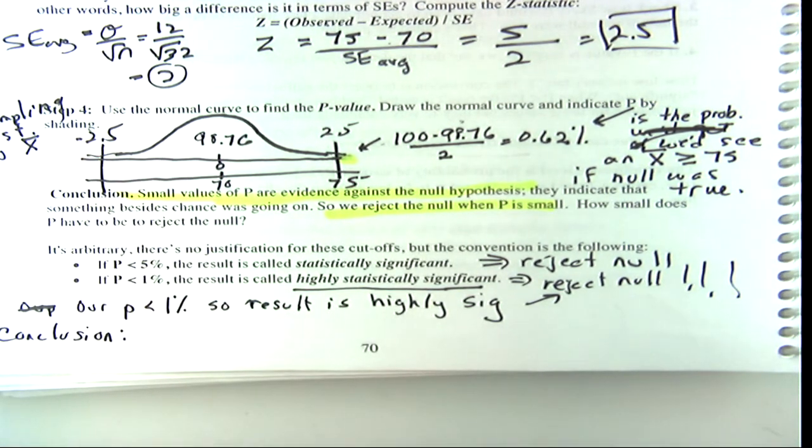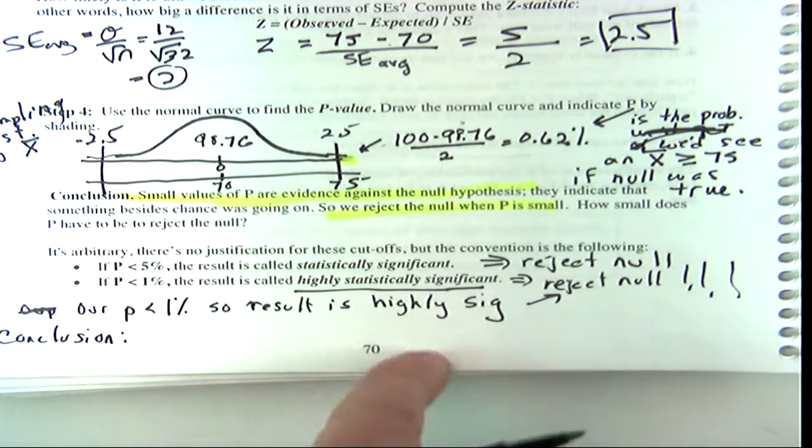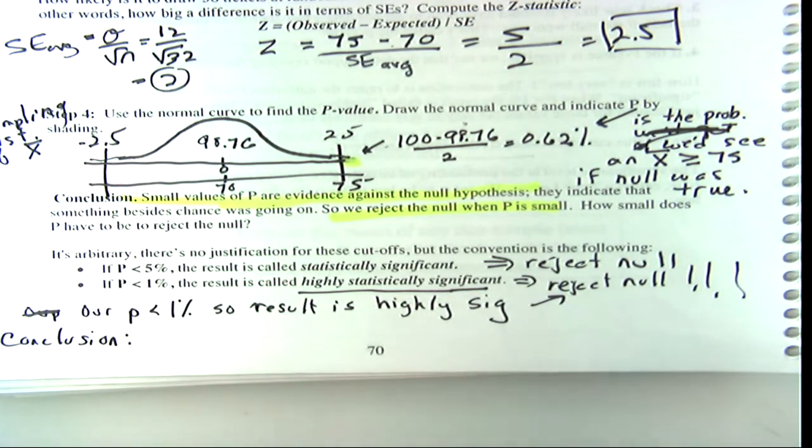Now, we haven't really proved the alternative. We don't even have a specific alternative. We just know that we think there's some particular cause. We don't know if it's because the students were better, the TA was better, or it was just a tiny chance and it really was random. We don't know yet, but it's very strong evidence.